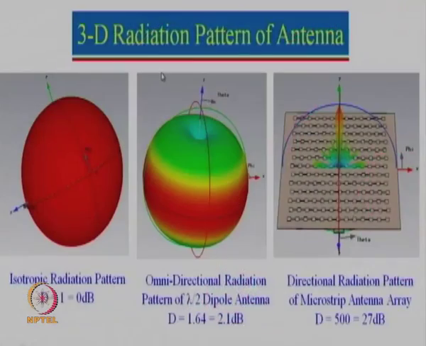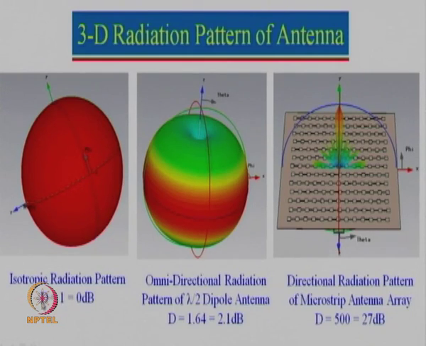So, today we will talk about the basic characteristics of the antennas. So, antennas are defined by its radiation pattern. In general, antenna radiation pattern is taken as a 3D radiation pattern, though to make life simple we do plot 2D pattern also.